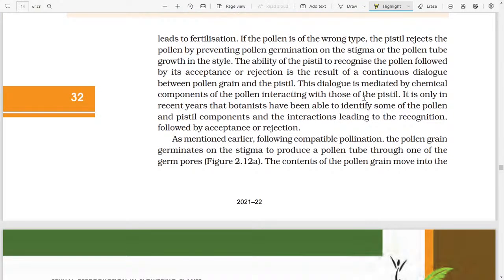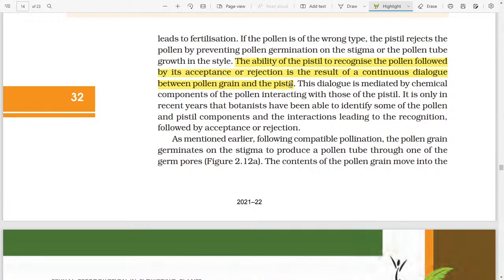That leads to fertilization. If the pollen is of the wrong type, the pistil rejects the pollen by preventing pollen germination on the stigma or pollen tube growth in the style. The ability of the pistil to recognize the pollen, followed by acceptance or rejection, is the result of continuous dialogue between the pollen and the pistil. This dialogue is mediated by chemical components of the pollen interacting with those of the pistil. It is only in recent years that botanists have been able to identify some of the pollen and pistil components and the interactions leading to recognition, followed by active acceptance or rejection.